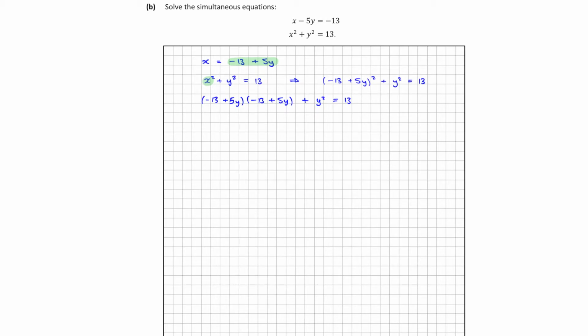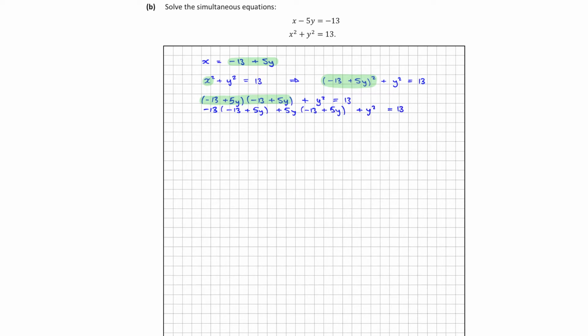So you can see there again, I'll just highlight this again. All I've done there is I've expanded that. Because it's squared, it's the same as multiplying it by itself. Everything else has stayed the same. Okay, next thing we need to do is expand that. In order to expand that, it's just expanding double brackets. So I'll take the negative 13 and multiply it by everything in the second, that's the first term by everything in the second, plus the second, so plus 5y by negative 13 plus 5y, plus y squared is equal to 13.